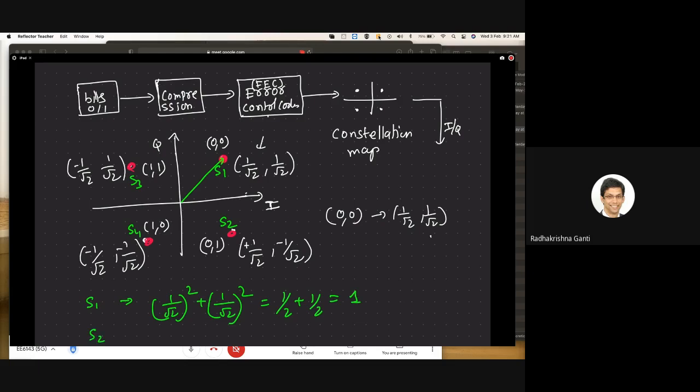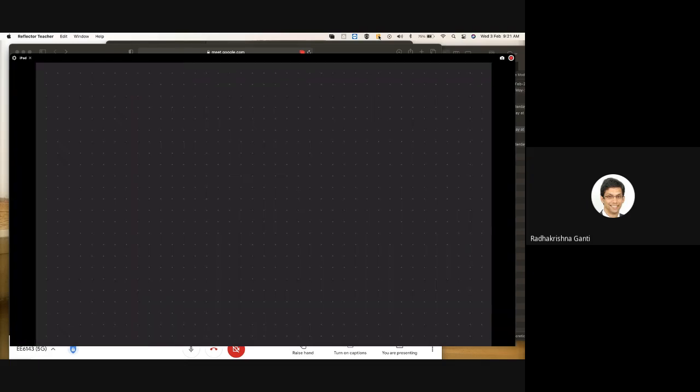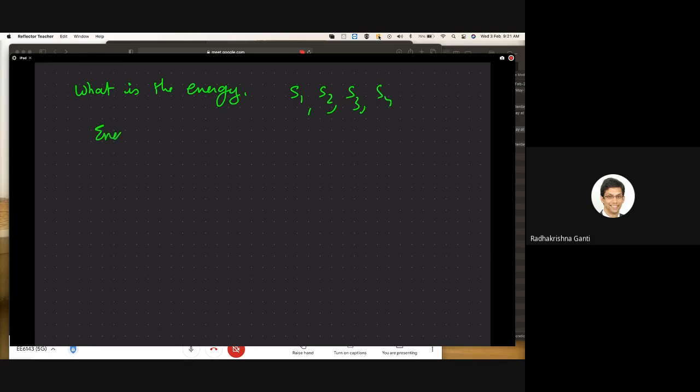Similarly, S2 also, if you compute it, is the same thing, 1, and so on and so forth. Now, what is the total energy in the constellation? So the constellation consists of S1, S2, S3, S4, and so on and so forth. The energy in the constellation is the probability that S1 occurs times mod S1 square, plus probability that S2 occurs times mod S2 square, and so on up to probability that S4 occurs times mod S4 square.